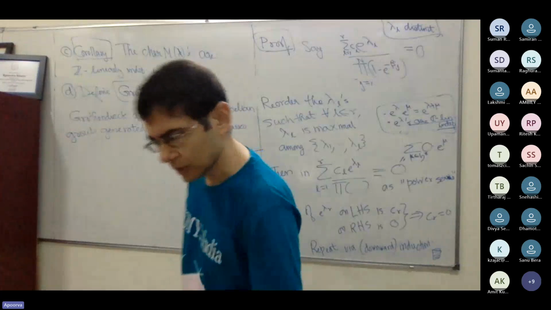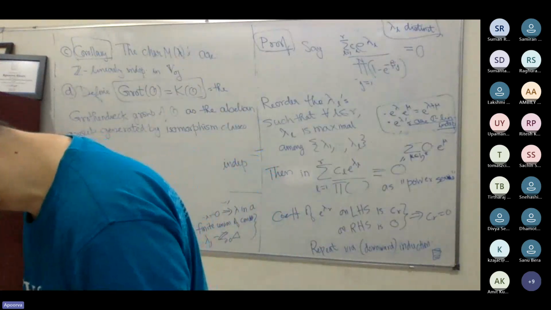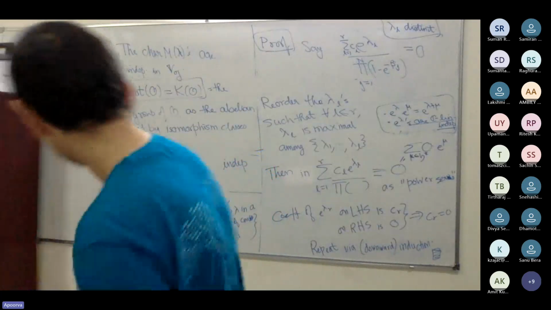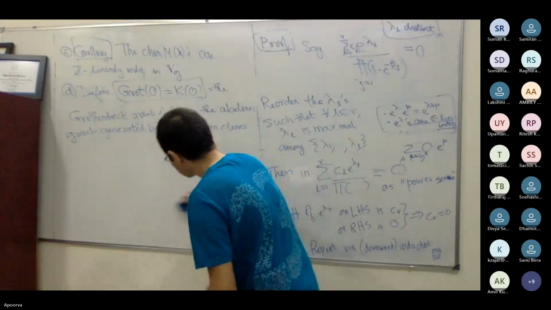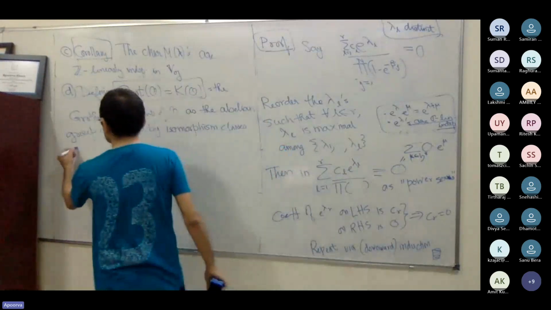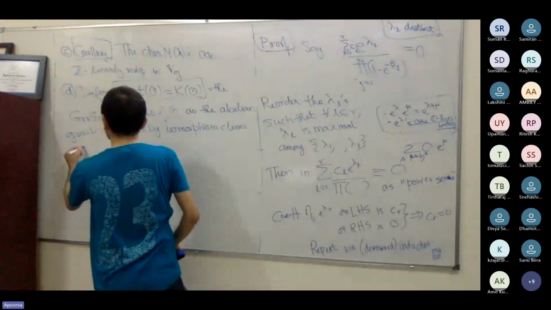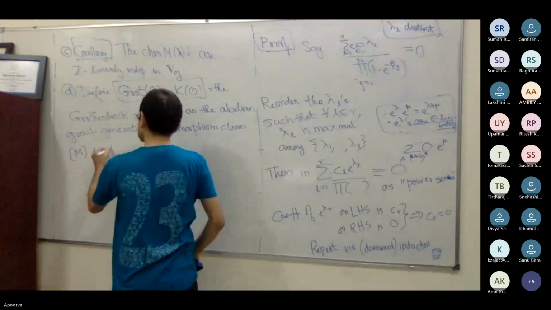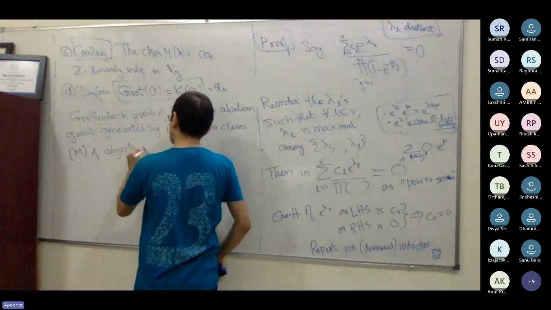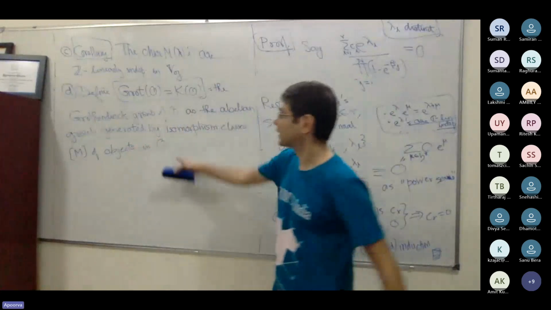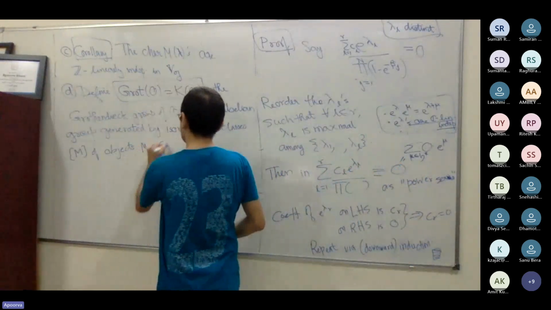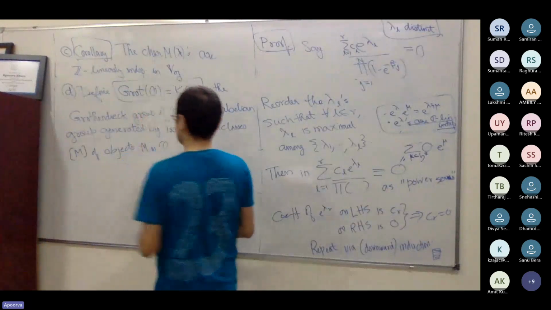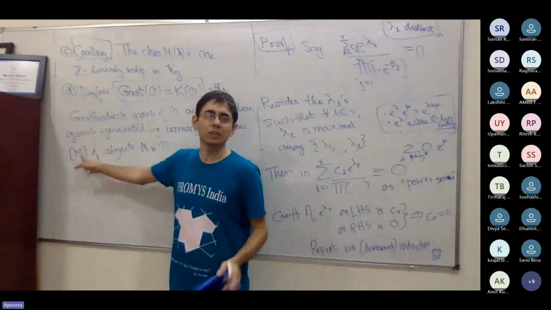Not the characters, as far as I remember. I wrote this down somewhere. Isomorphism classes of objects. So given an object M in category O, you write down its bracket to be the isomorphism class.